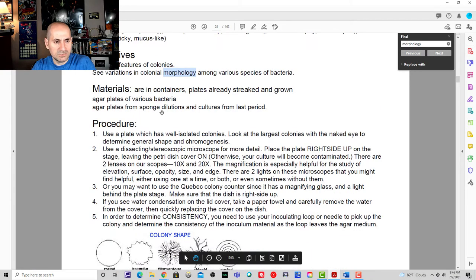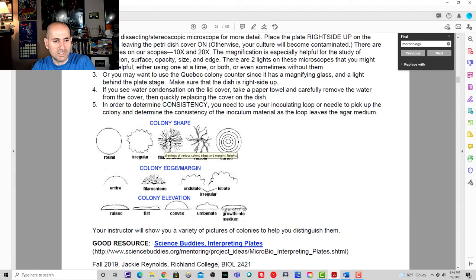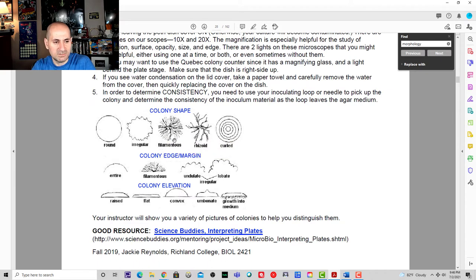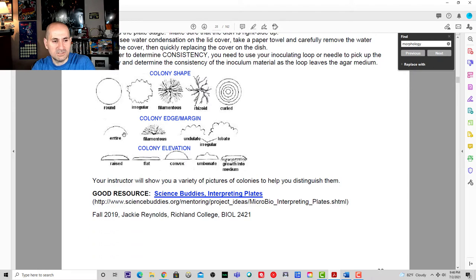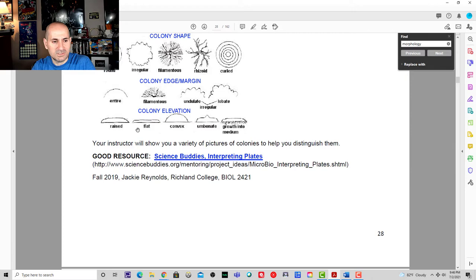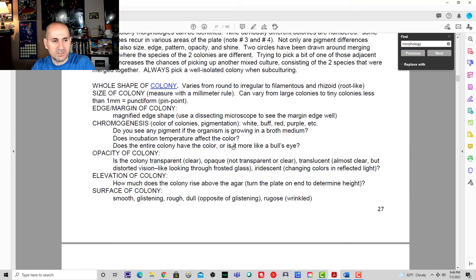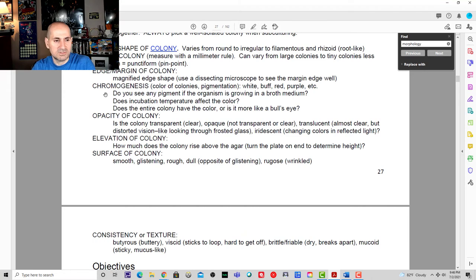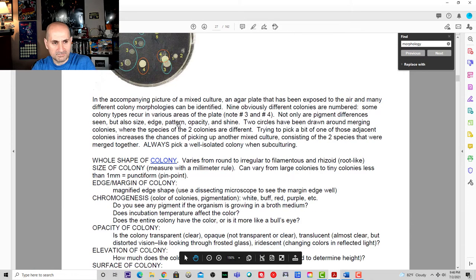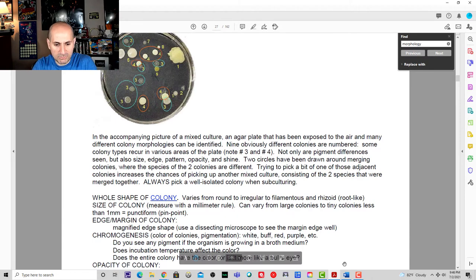Now, what I don't need you to know particularly is all the different types of shape. Like, you don't need to know filamentous versus rhizoid versus curled. You don't need to know all the different types of edge or colony margin. You don't need to know all the different types of elevation. But you should know at least that different colonies have a different appearance based on the species they represent. These are the general categories by which they are classified. Okay, so that's it for colony morphology.